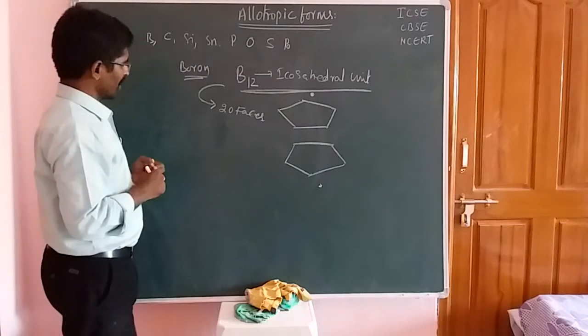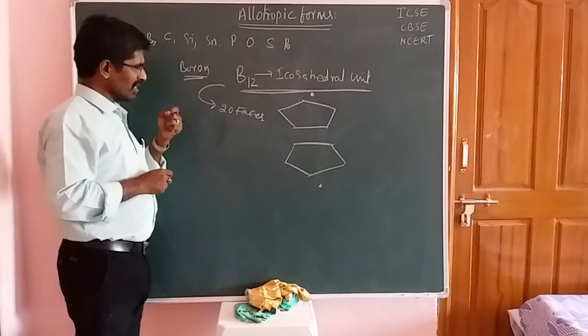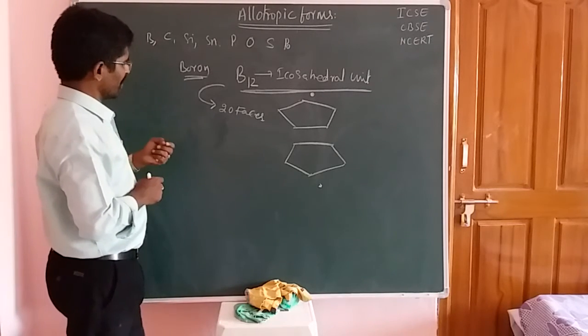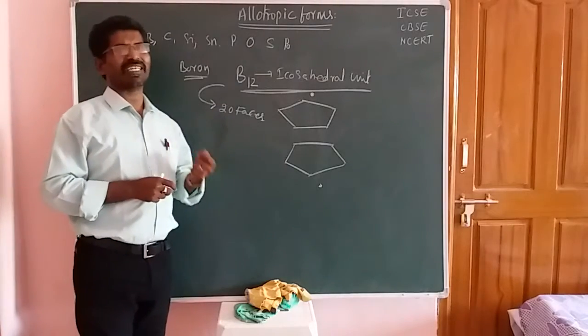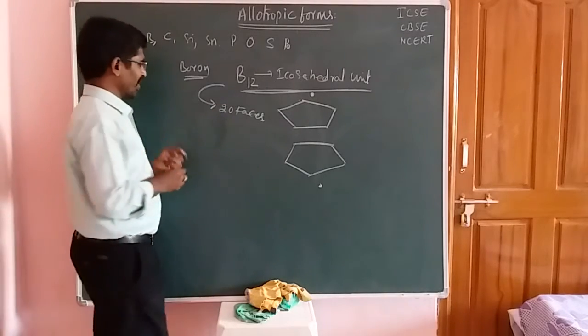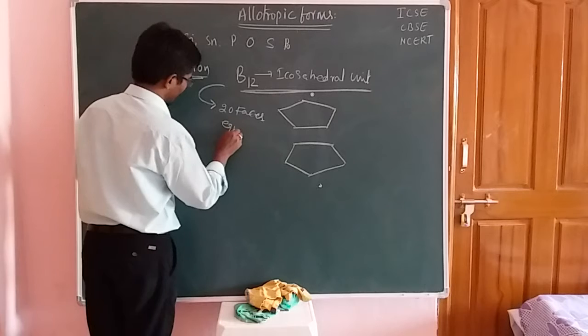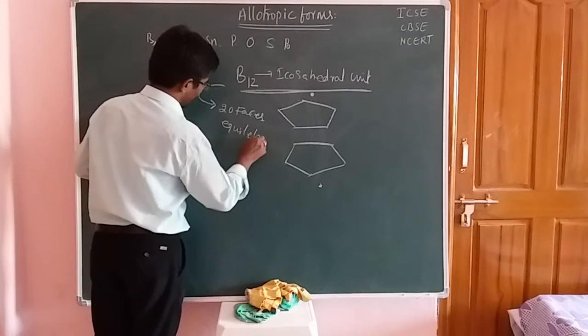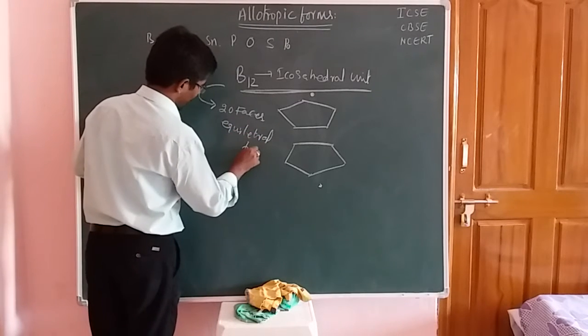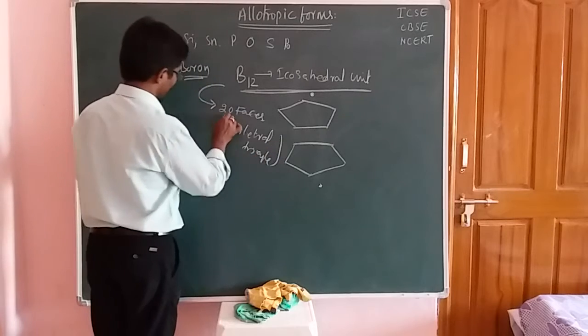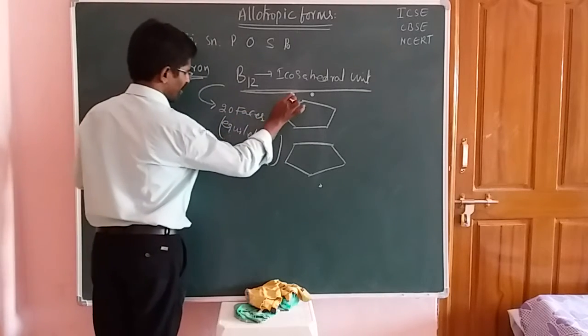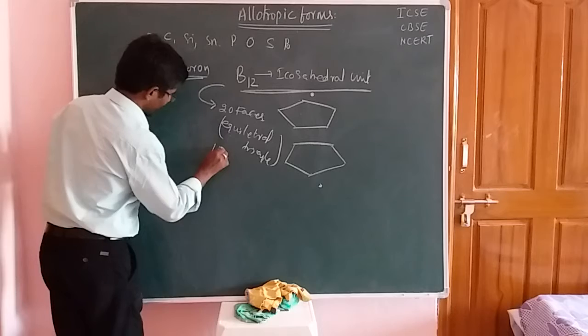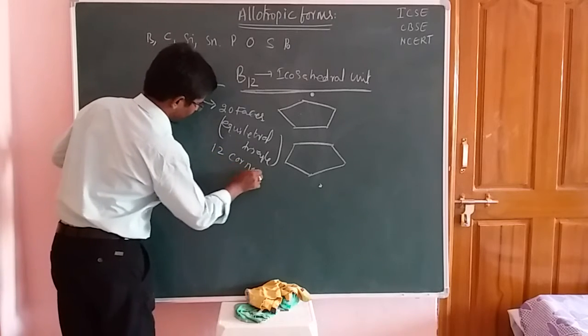Now what about these faces? They are equilateral triangle faces. The 20 equilateral triangle faces are present, and next, 12 corners are present.